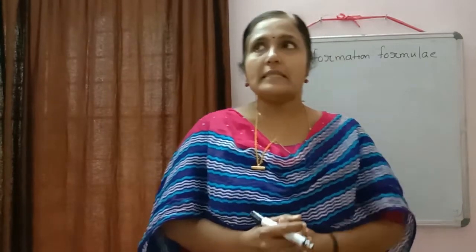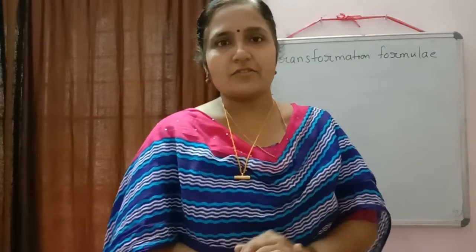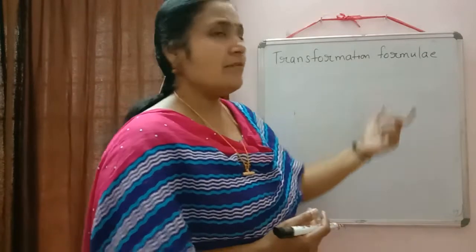In the previous class we discussed how to find the trigonometric ratios of sum or difference of angles. Using that concept we calculated the trigonometric ratios of 45 degrees and 75 degrees. In this way we can calculate some angles. So today we are going to study transformation formulas.